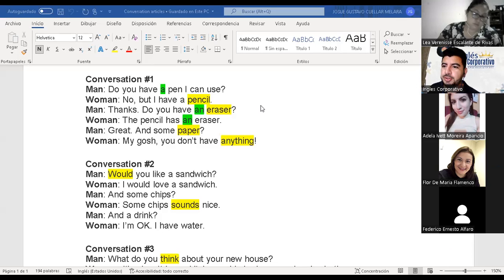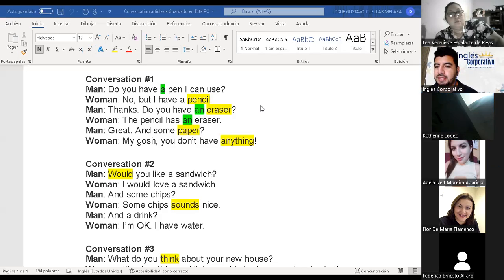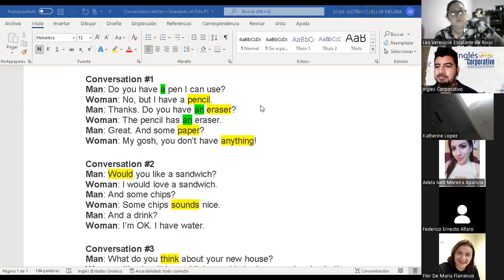Okay, Lea, who was your classmate? ¿Quién fue tu compañero? Catherine. Bien, creo que Catherine, no sé si está disponible, si no, veremos. Federico, are you there? Yes. Bien, me ayudas con conversation one. Tú eres man, Lea es woman. Okay? Okay. Please, go.